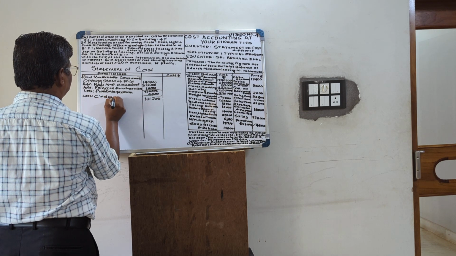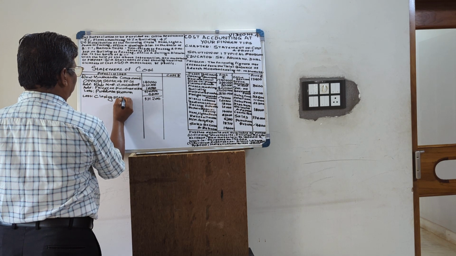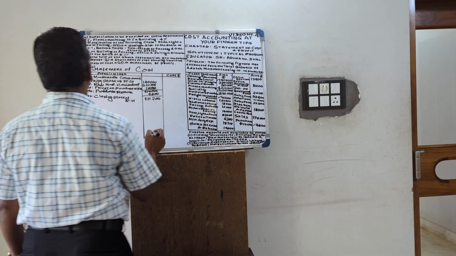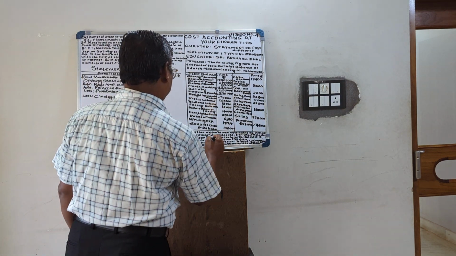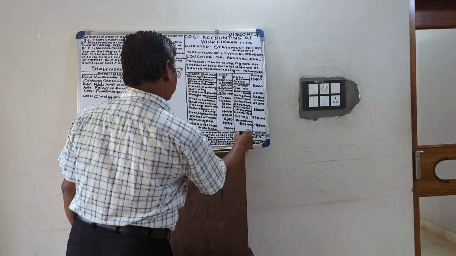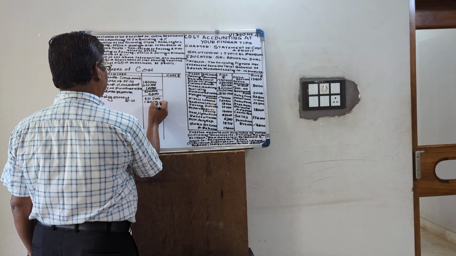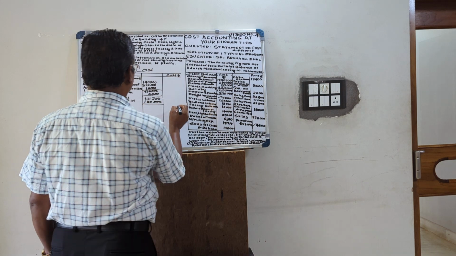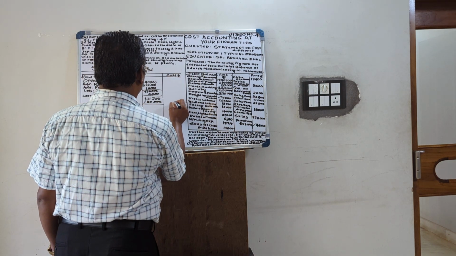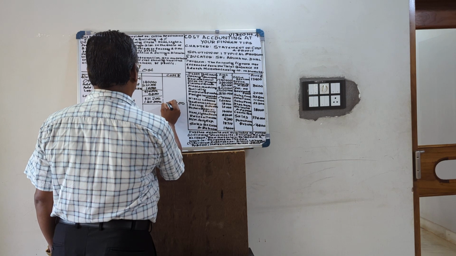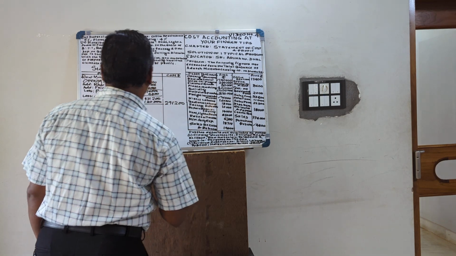Less closing stock of raw material, that will deduct. Closing stock of raw material is given here 1,80,000. So this is then 2,91,200.